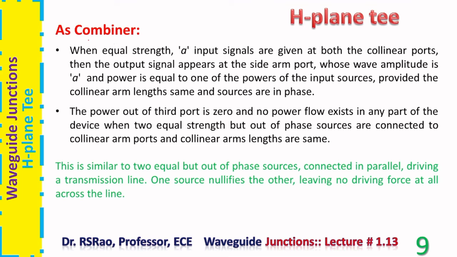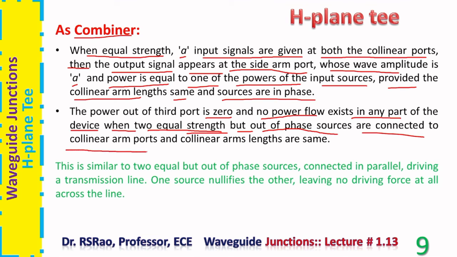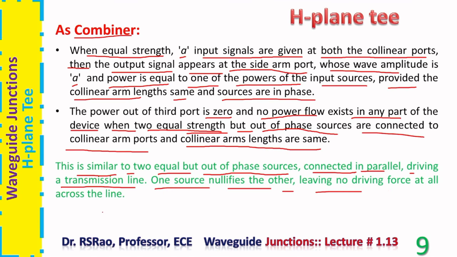Now, the functioning of the H-plane T as combiner, in words. When equal strength A input signals are given at both the collinear ports, then the output signal appears at the side arm port, whose wave amplitude is A and whose power is equal to one of the powers of the input sources, provided the collinear arm lengths are the same and the sources are in phase. The power out of the third port is zero, and no power flow exists in any part of the device when two equal strength but out of phase sources are connected to the collinear arm ports and the collinear arm lengths are the same. This is similar to two equal but out of phase sources connected in parallel driving a transmission line. One source nullifies the other, leaving no driving force at all across the line.